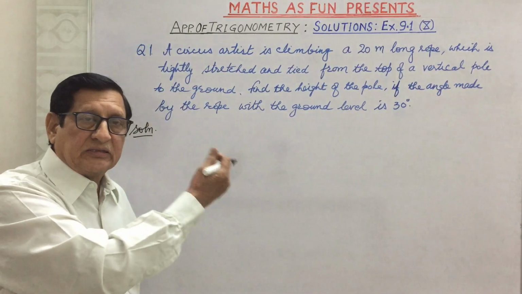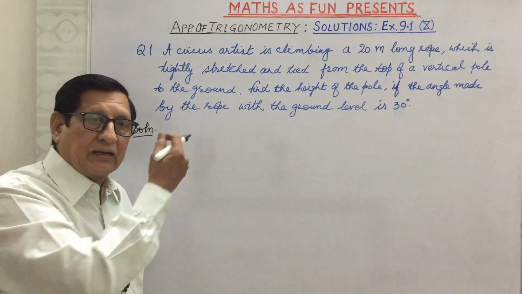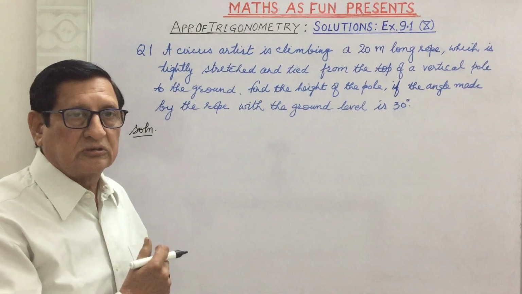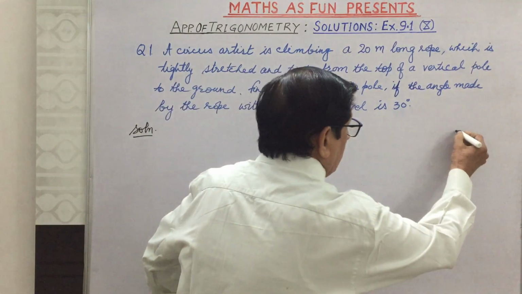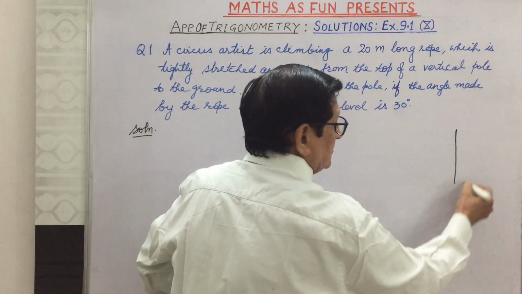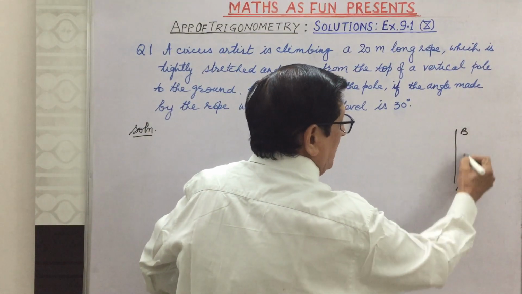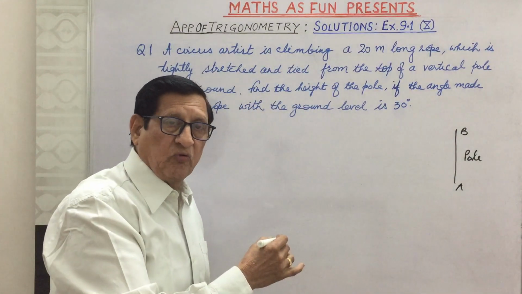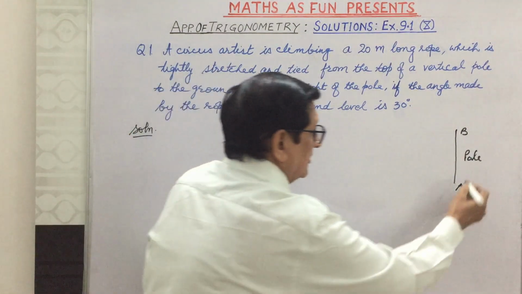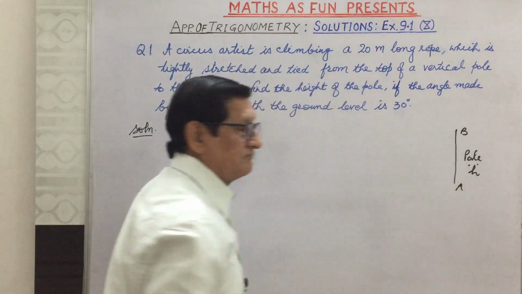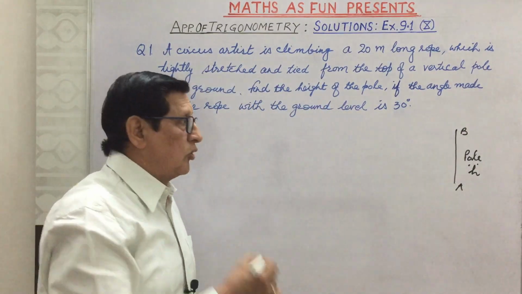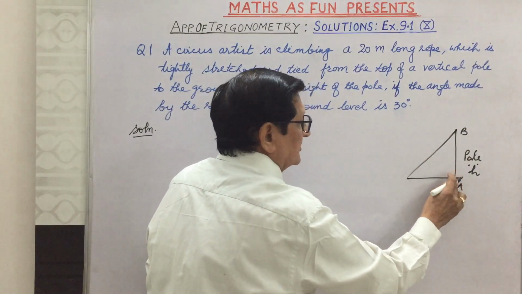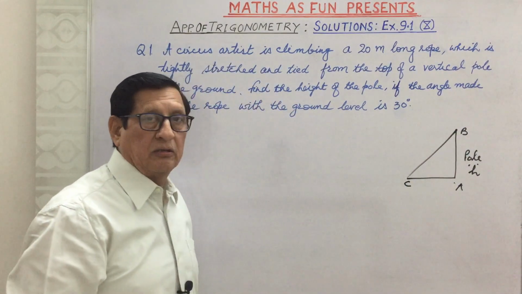First of all, we have to understand the question, and then we have to draw a diagram, a figure for this particular question. So what we do, we draw a diagram considering this AB as the pole. This is the pole. Height of this we have to find out. Consider the height of this as h. A rope from the top of it has been tied to the ground. We consider this point as C.